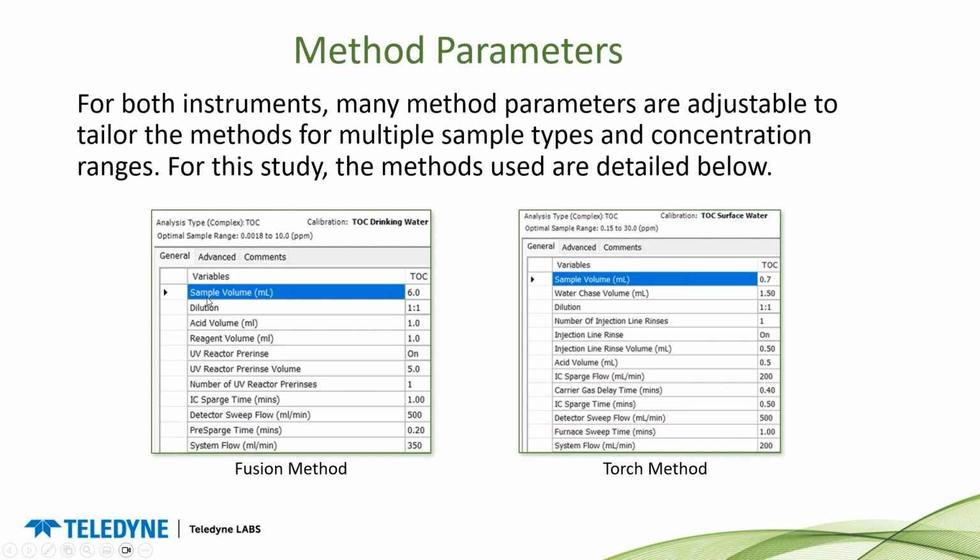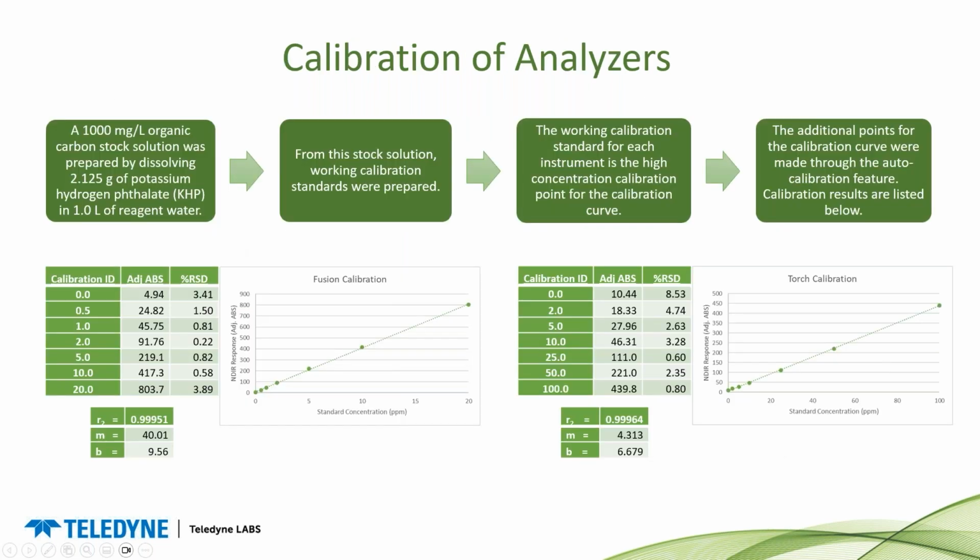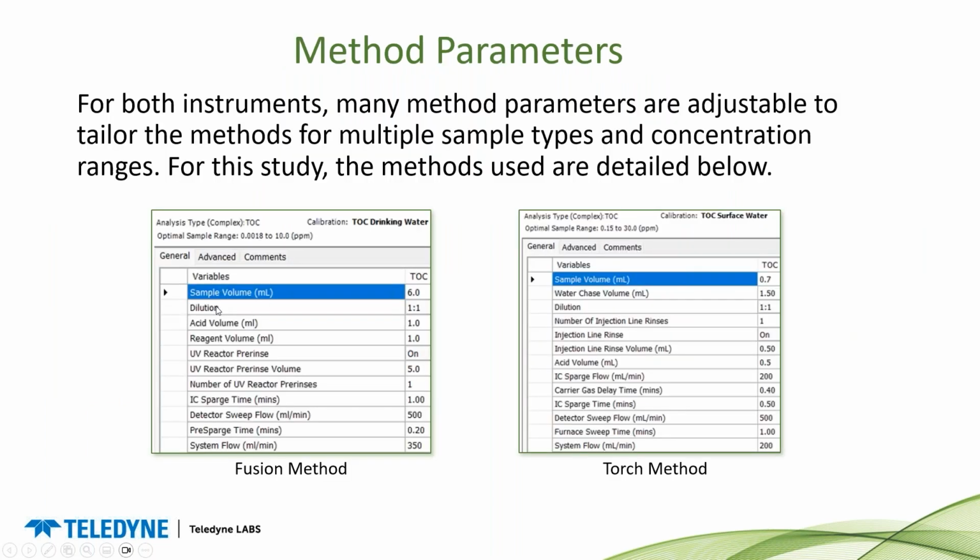So for this method, I can go up to 10 ppm. You can add a dilution factor. I've gone with no dilutions. Acid volume, as well as, if you look down here, I see sparge time. If you've got high inorganic carbon containing samples, acid volume and sparge time can be increased to improve the efficiency of the IC removal.